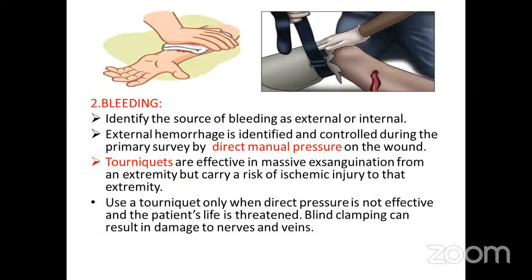Coming to the control of bleeding, bleeding may be external or internal. External hemorrhage is identified and controlled in the primary survey by direct manual pressure on the wound. Or else we can go for tourniquets when there is excessive bleeding from an extremity. But you consider a tourniquet only if manual pressure is failing to control the bleeding. And when applying a tourniquet, you should be aware of ischemic injuries. And blind clamping is not advised as it can result in damage to the nerves and the veins.